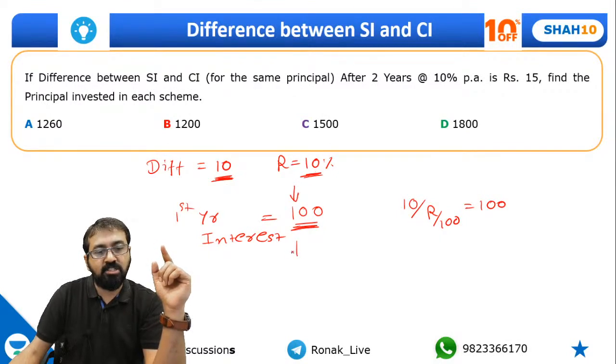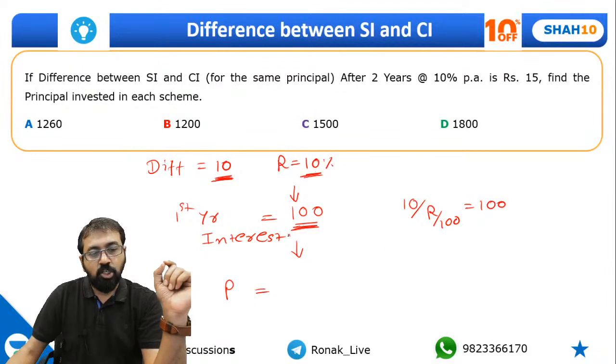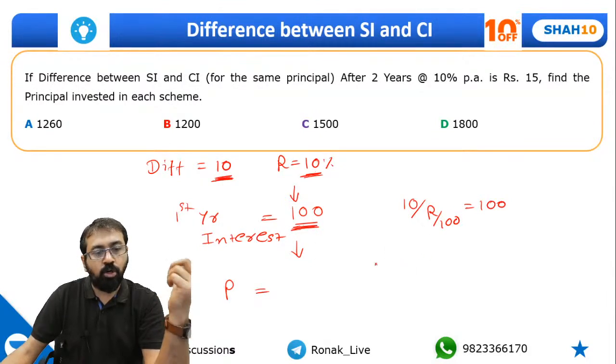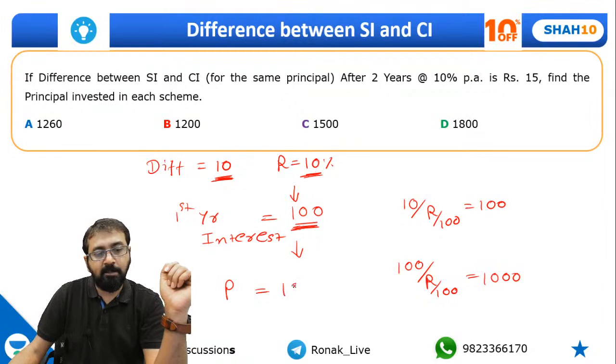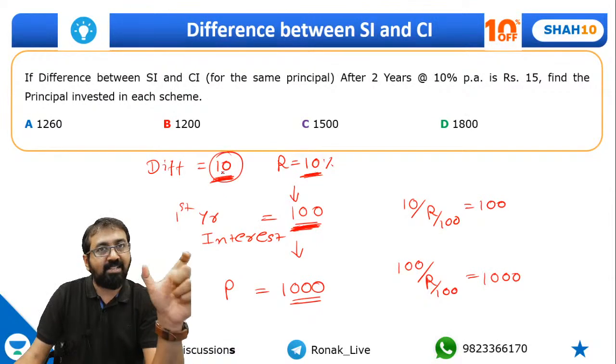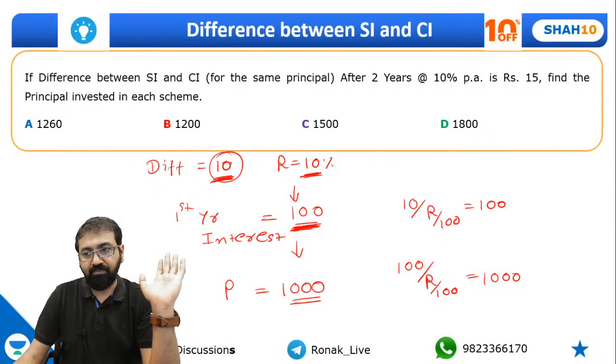Once we have got the first year's interest, then based on that, I can also calculate the principal. Can I say first year's interest is nothing but 10% of principal, right? So if 10% is 100, what will be the value? Can I say 100 upon r upon 100? So this will come out to be 1000 because r is 10. So the principal has to be 1000. Only then the 10% of 1000 rupees will be this 100 rupees interest, and 10% of this 100 rupees interest will be this additional 10 rupees. And that's the difference between SI and CI.